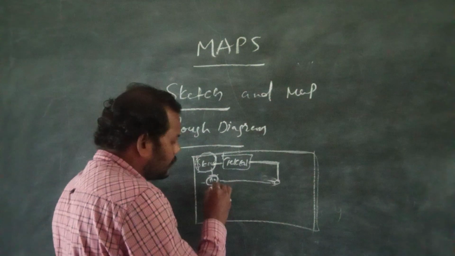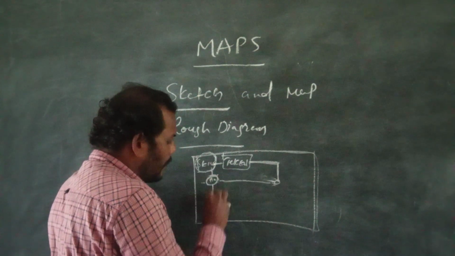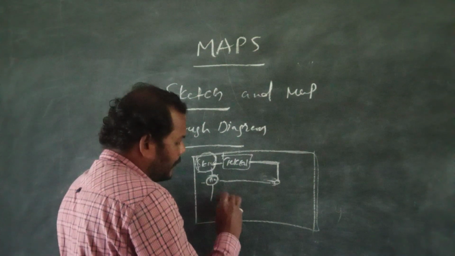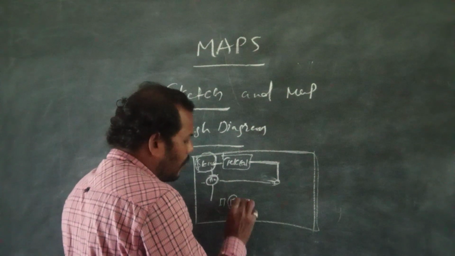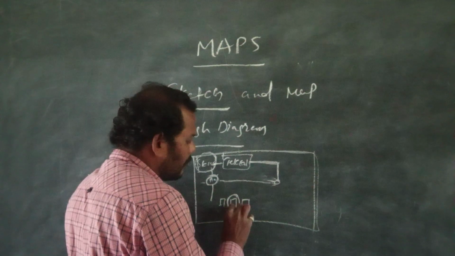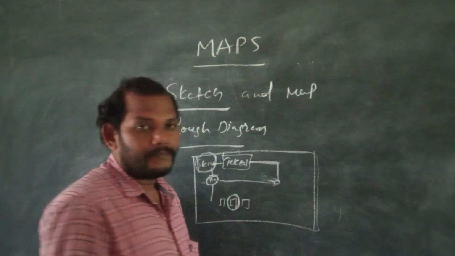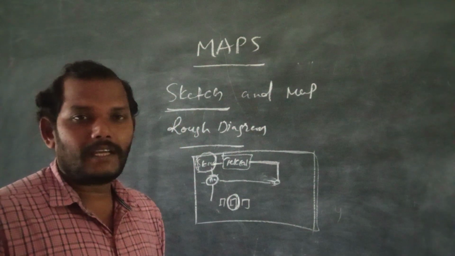Here, when you reach here, you take the left. Directly here some houses are there. The middle house is my home. This is the information given to Suresh.